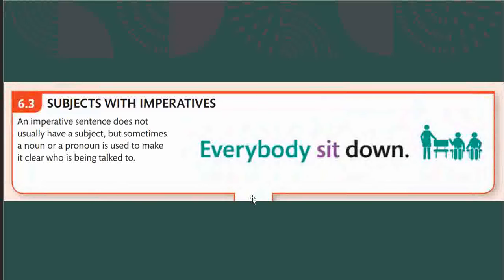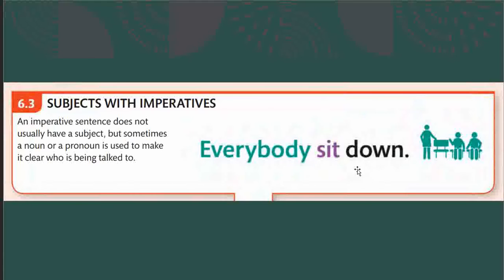The next pointer that we have is subjects with imperatives. Usually we have seen examples where there were no subjects, for example, he, she, it, everybody, somebody were not used. But sometimes imperatives do carry subjects for clarity. That means, for whom is that instruction intended? That clarification is given when you add a subject. An imperative sentence does not usually have a subject, but sometimes a noun or pronoun is used to make it clear who is being talked to.